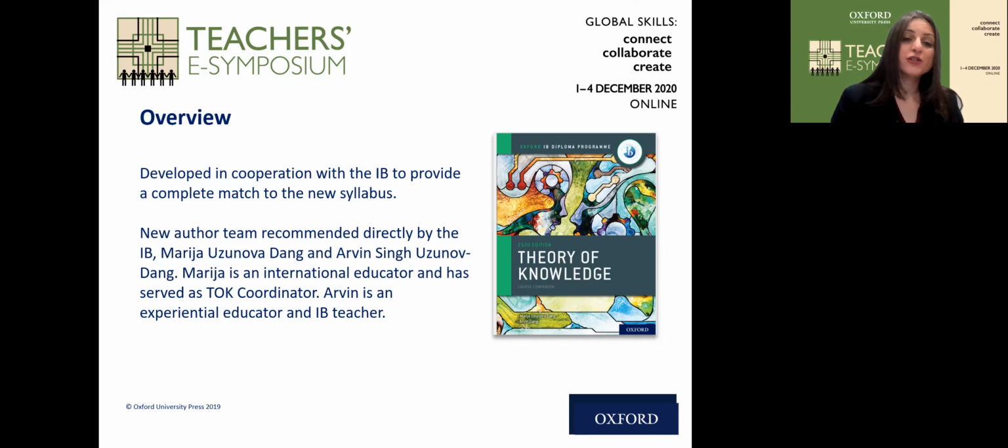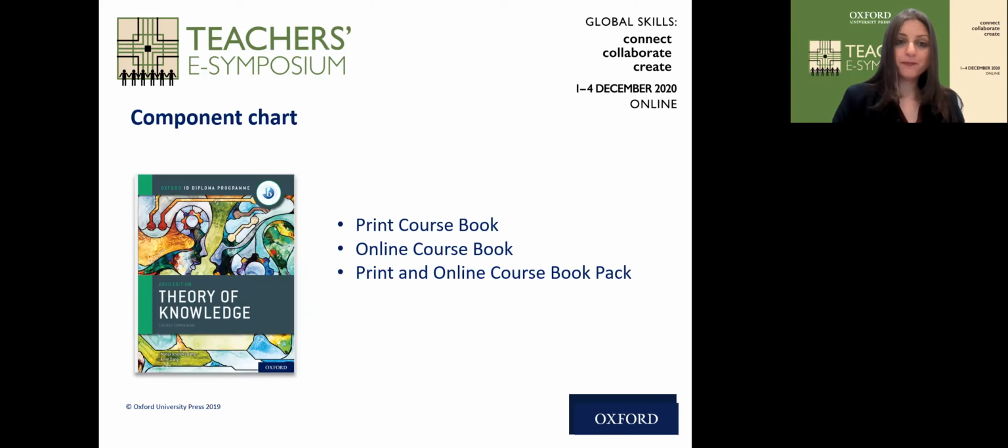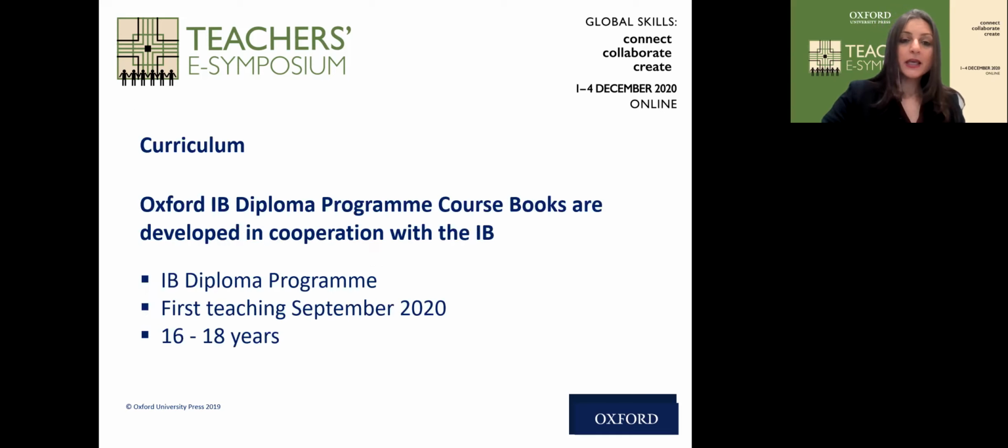Maria is an international educator and has served as a theory of knowledge coordinator, and Arvin is an experiential educator and an IB teacher. The book includes a print course book, online course book, and a print and online course book, of course, for digital access anywhere, anytime. The first teaching is in September 2020, and the diploma program is for students between the ages of 16 and 18. That's the curriculum overview for you.